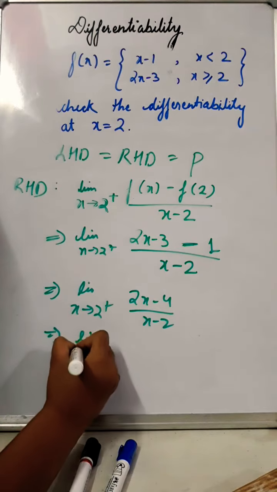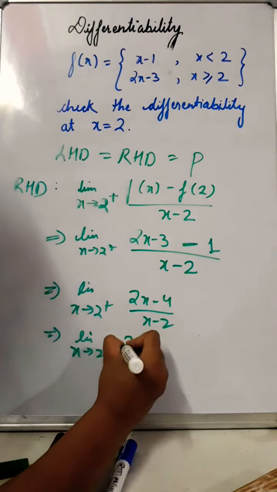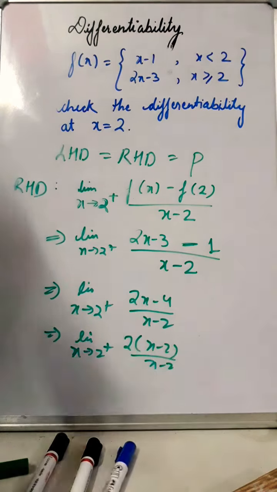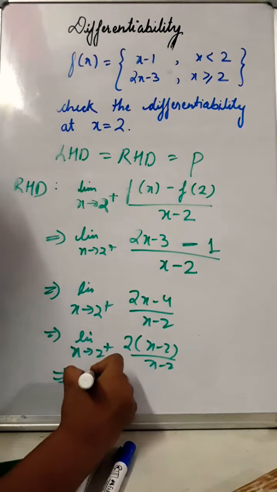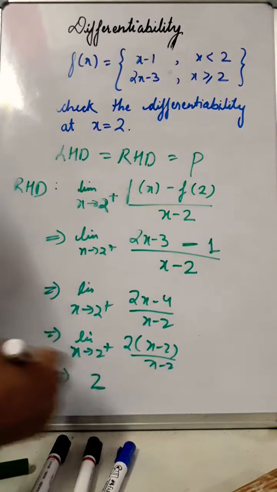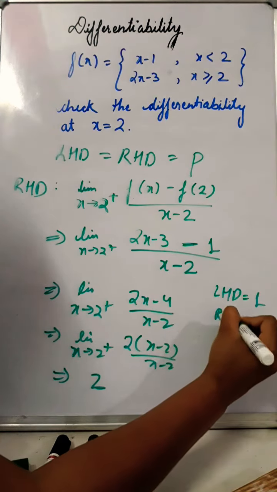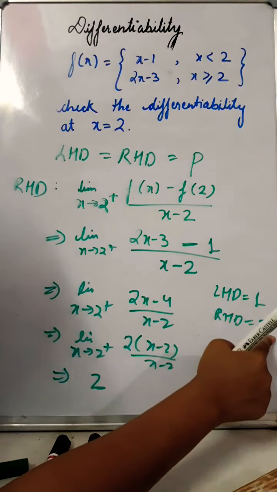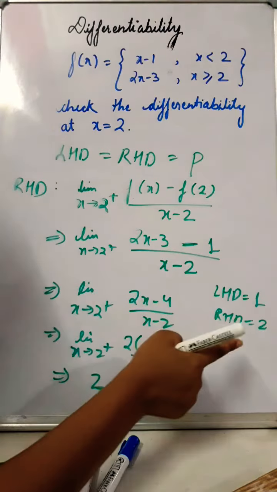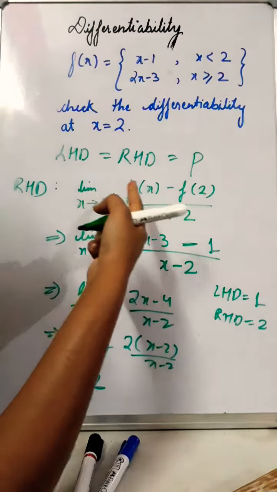This can further be simplified: you take 2 common here, you are going to get 2 times (x minus 2) upon (x minus 2). This is ultimately going to give you 2, because this will get cancelled and limit x tends to 2 plus of 2 is 2 only. So your left hand derivative was 1, right hand derivative is 2. Both of them are finite, but not equal to each other. Getting it? Left hand derivative is finite, and right hand derivative is also finite, but not equal to each other.